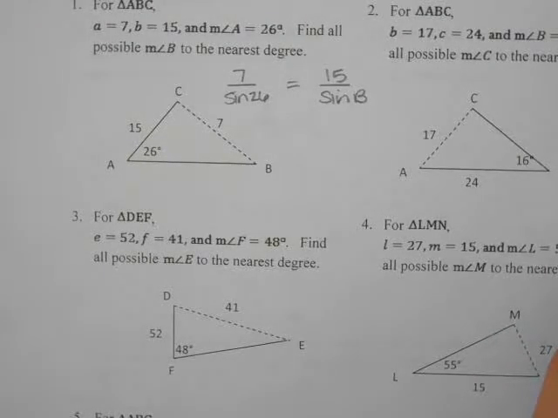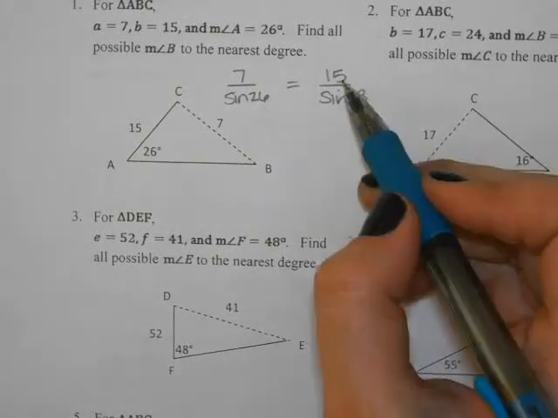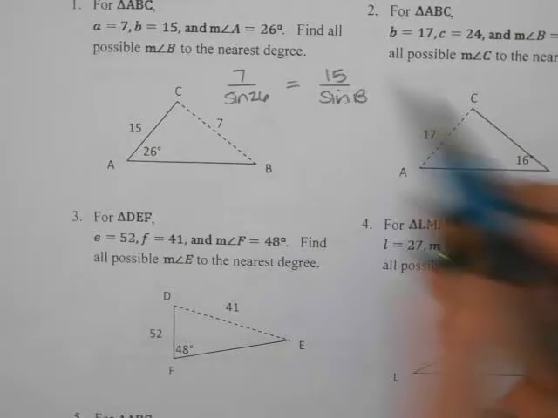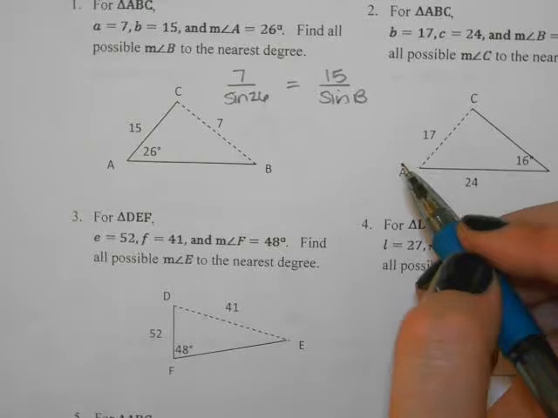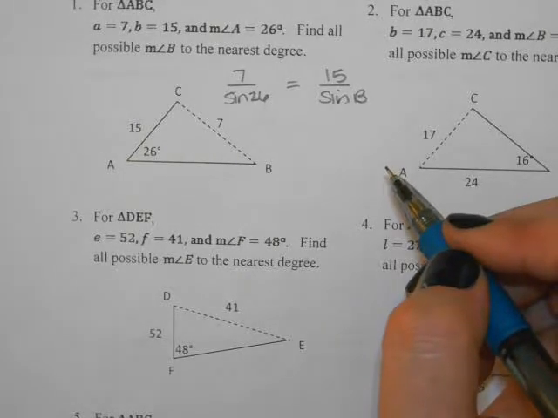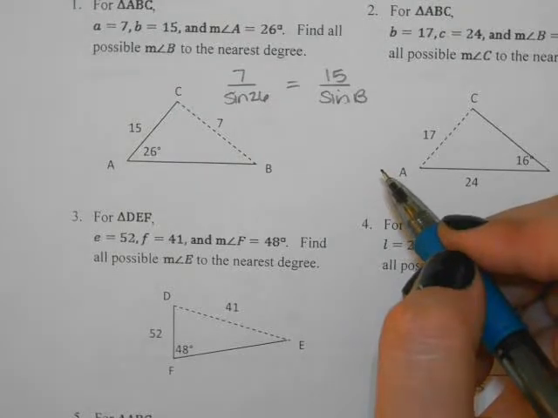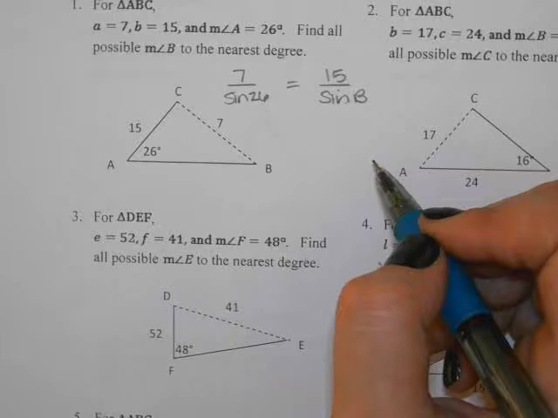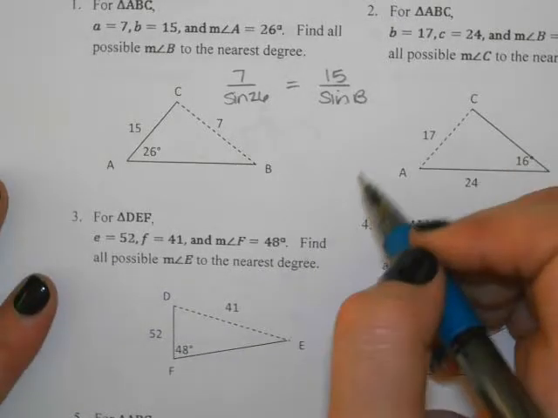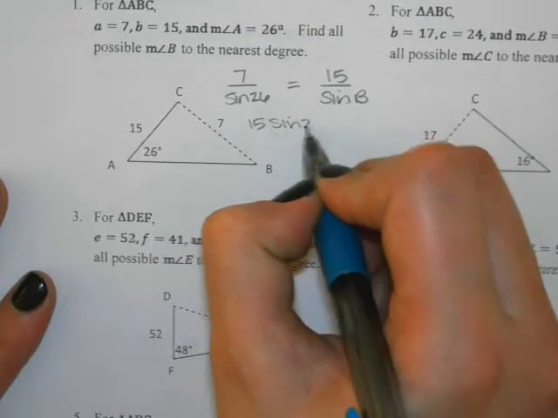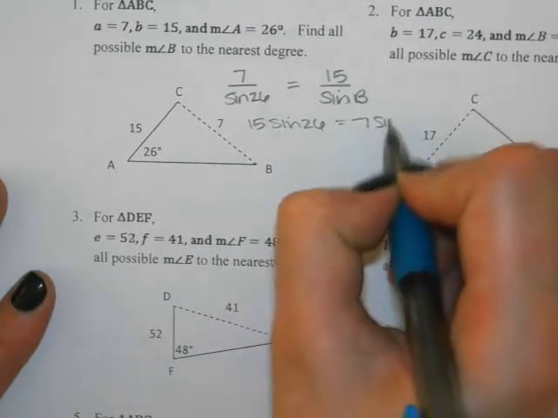What are the two angles? Is that how we did it on the other one? It's side over angle. This is a side. 15 is a side. These are different than the problems we did before because those were easier. On the ones before, we were always solving for a side first. We are solving for an angle first here. So I'm going to cross multiply. I have 15 sine 26 equals 7 sine B.